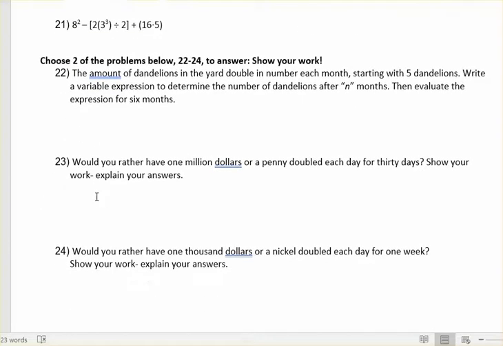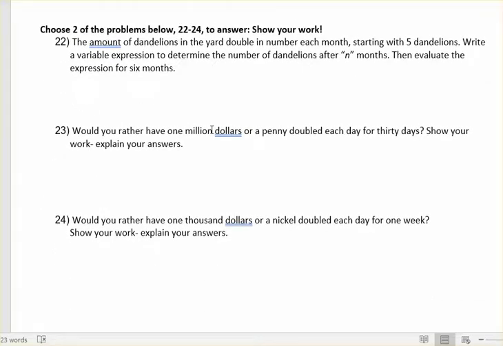The last section, you only have to choose 2 of these. There's 3 of them. You can skip one, whichever one you want. They will be using exponents in some way. 23 and 24 are very similar to each other, and they have surprising answers. Would you rather have $1 million or a penny doubled each day for 30 days? Show your work, explain your answers.